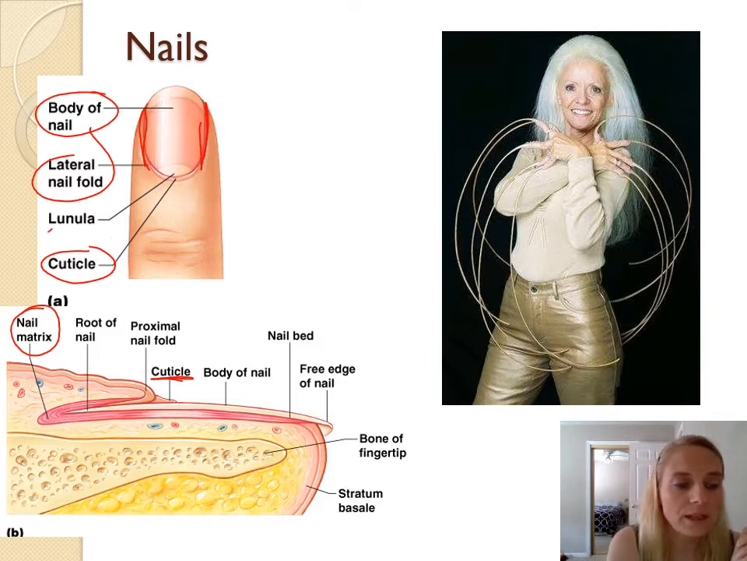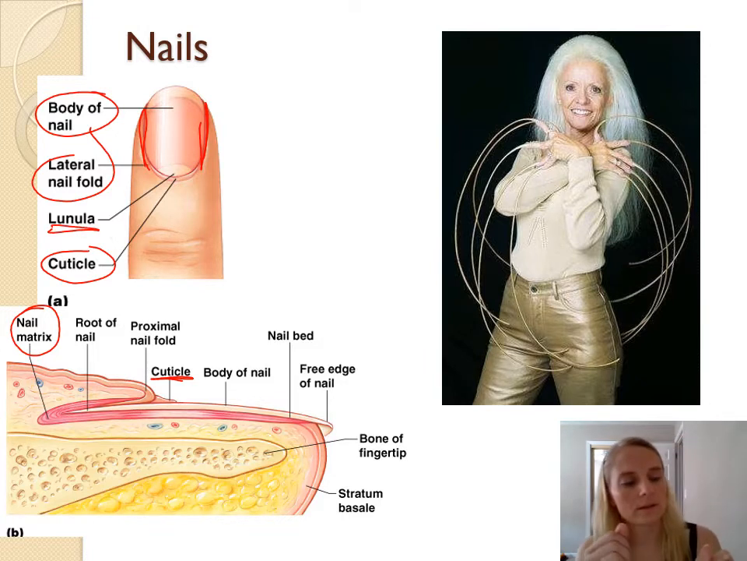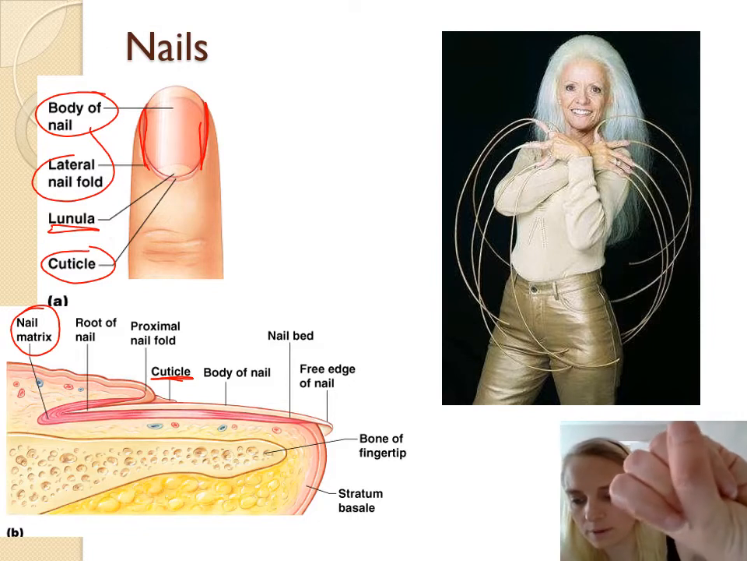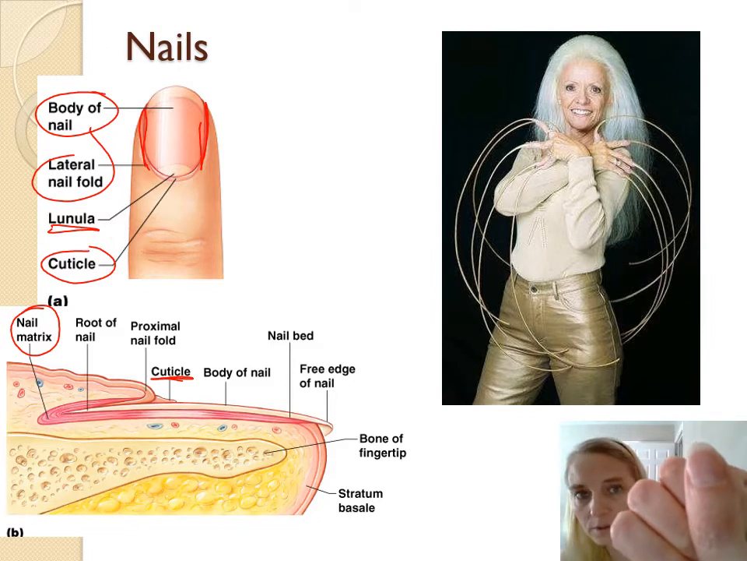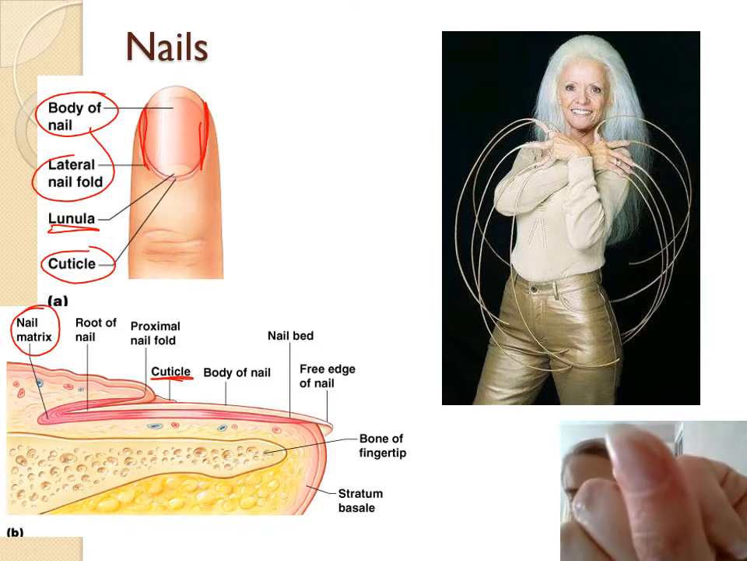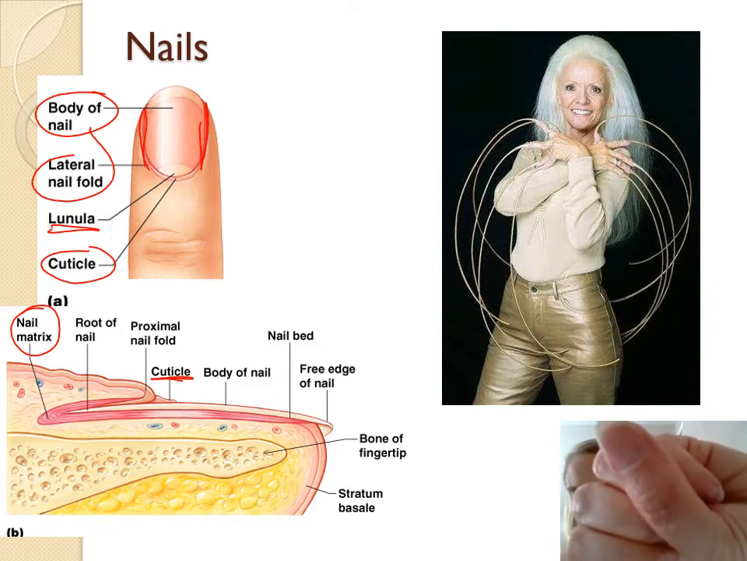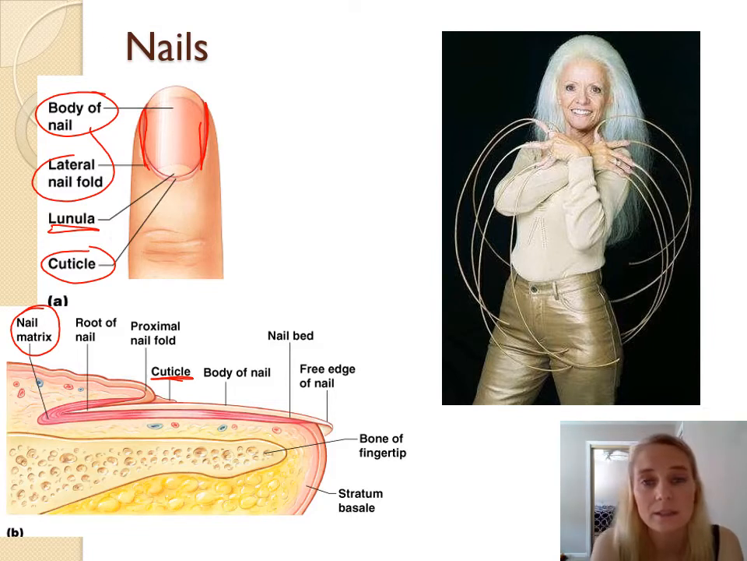We can also see in this view what's called the lunula. I don't know if you guys can see it on my thumb. Oops, let me show my camera. There you go. So I have a pretty good lunula on my thumb. It's a little pale crescent area, and this just shows the point of attachment of your nail to the underlying tissue.